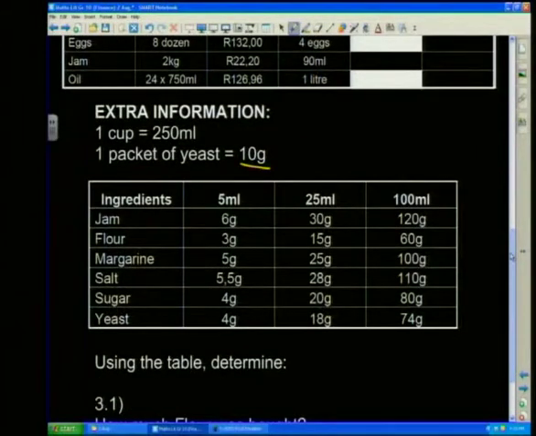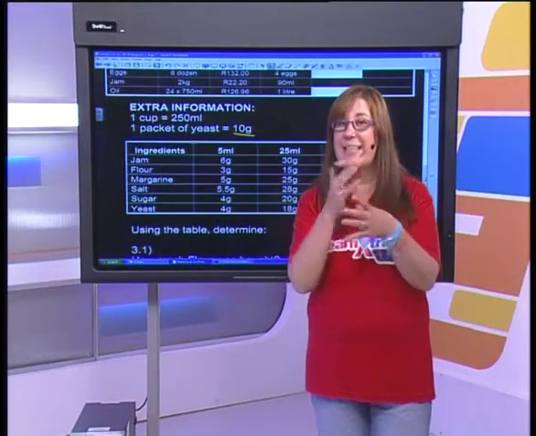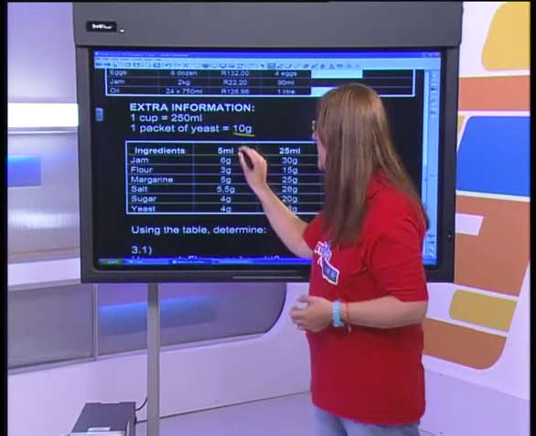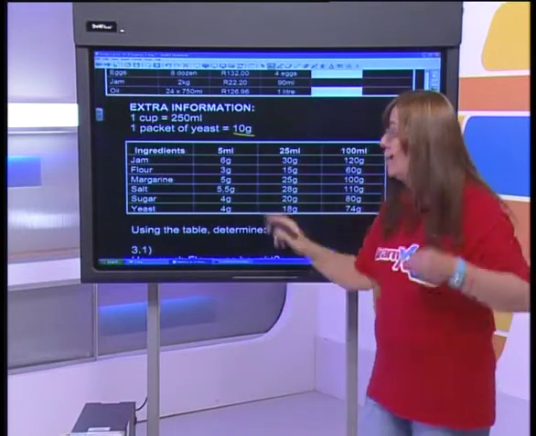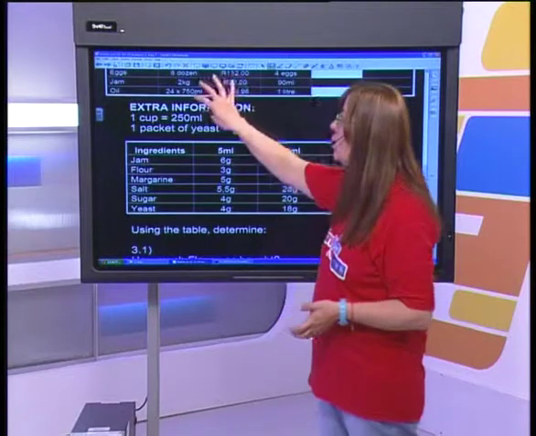Now, when we look at different ingredients, their gram measurement per cup is different. So if we look at jam, for example, 5 mils is a teaspoon. So 1 teaspoon of jam weighs 6 grams, compared to flour, where 5 mils, that's 1 teaspoon, weighs 3 grams. 25 mils is usually, I think, a tablespoon, and 100 mils. So we will go through this. We're going to use this to convert.